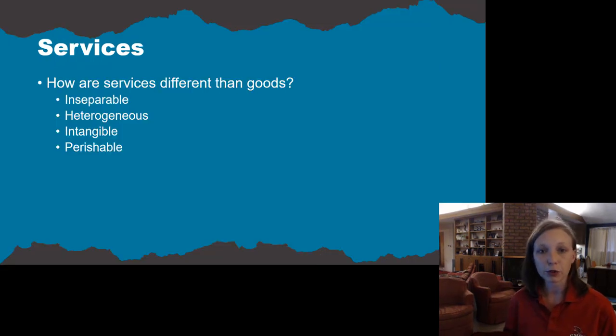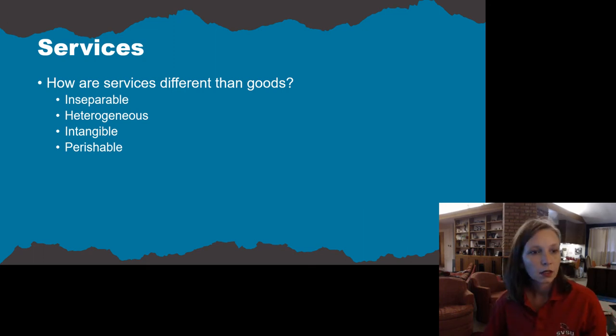We can talk a little bit about services. I'm not sure if any of you are going to propose a service for your project versus a good, or if most of you are going to do services. I do see a lot of that with this project. So services are a bit different than goods.